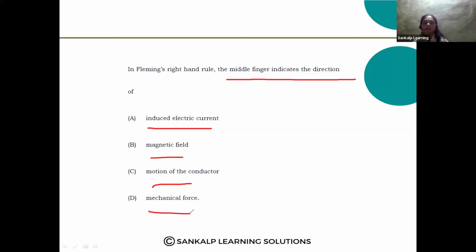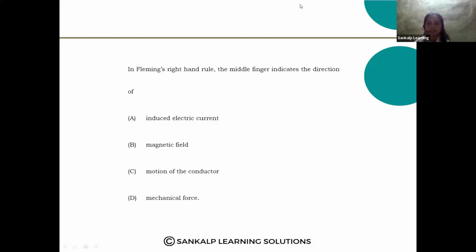Okay, so here we have studied Fleming's left hand rule, right? So now you have studied the left hand rule. Okay, so I will check on this question. I will explain this question in the next class. Okay, I hope this is changed. This question was asked in the previous year question paper, but we didn't study about Fleming's right hand rule, right?